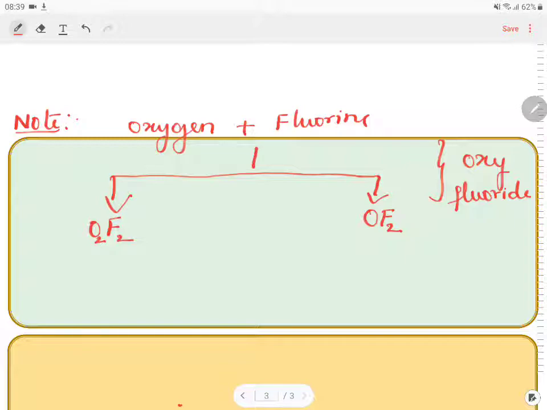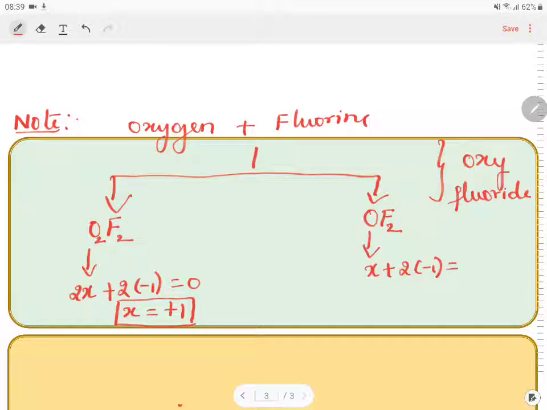How to find the oxidation number? I'll write 2x plus fluorine, each fluorine will have minus 1, equal to 0. Therefore, x will be equal to plus 1. In O2F2, oxygen will have plus 1 oxidation state. Similarly, if I consider OF2, x plus 2 into minus 1 equals 0, x is equal to plus 2. Therefore, the oxidation number of oxygen will be plus 2. These two are the exceptions.